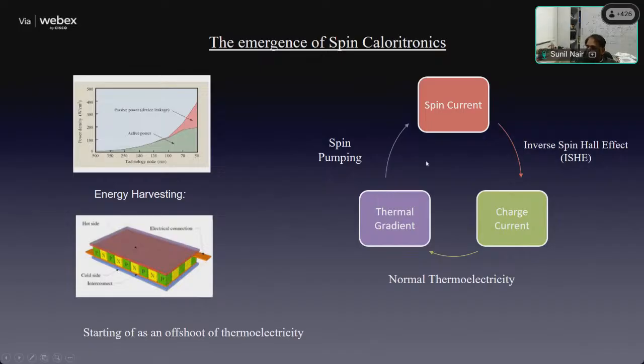So when you have a thermal gradient giving rise to a charge current, what you're looking at is normal thermal electricity. When you have a thermal gradient giving rise to a spin current, this is known as spin pumping. Okay. Now, a spin current cannot be directly measured, and to measure that, you need to use some other phenomena. One of the phenomena is the inverse spin Hall effect, and by doing that, you can convert a spin current to a charge current. So you have these three phenomena which kind of go hand in hand as far as this area of spin caloritronics is concerned.